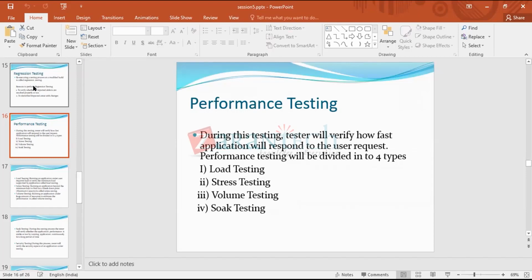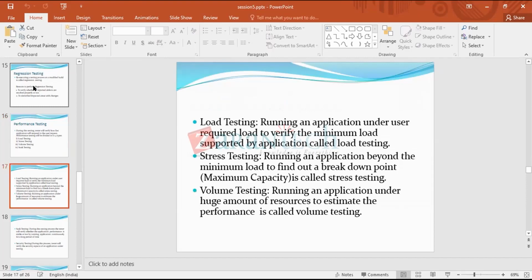See the definition I have given. During this testing, the tester will verify how fast our application will respond to the user request. Performance testing will be divided into 4 types: load testing, stress, volume, soak. One by one, now we are going to see.